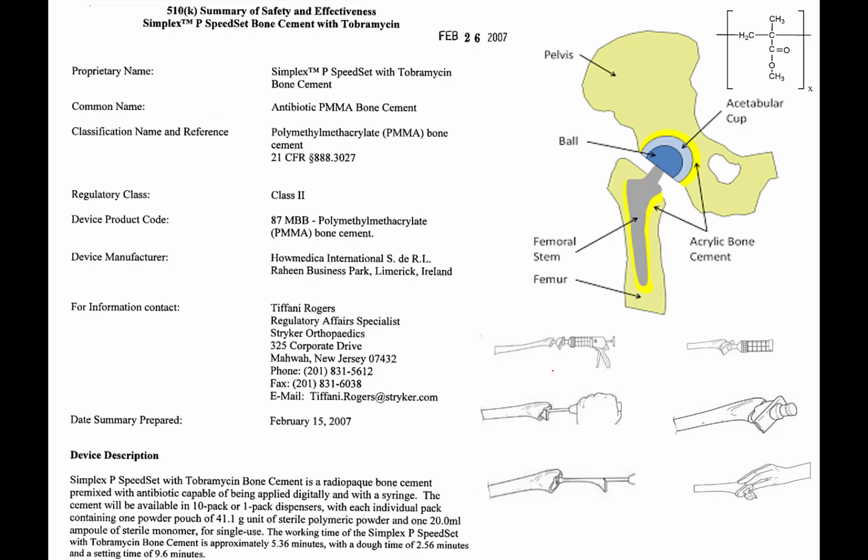Well, let's talk about this example a little bit more. So here what I've pulled up is the 510K summary of safety and effectiveness that was submitted with this Simplex P bone cement to the FDA. So we can see a little bit more about its composition. So one thing we see down here at the bottom in the device description is it's a radio-opaque bone cement pre-mixed with antibiotic. And we see again our antibiotic is tobramycin.